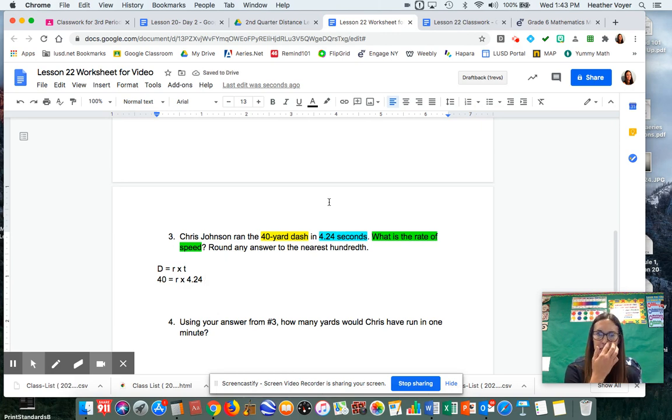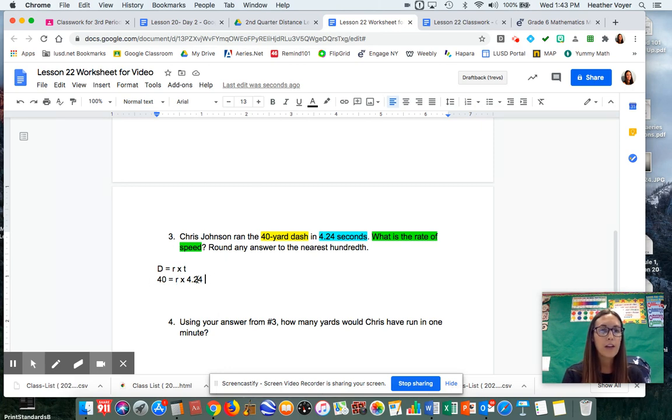So let's look at this. This looks a little different from our previous problems because in our last two problems, we were able to just multiply R times T to get to our answer. However, in this case, I can't do that because I'm solving for R.